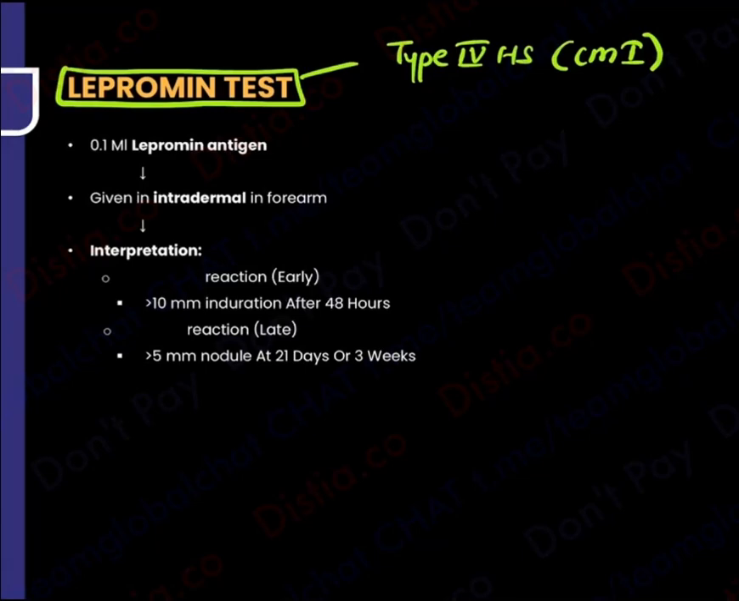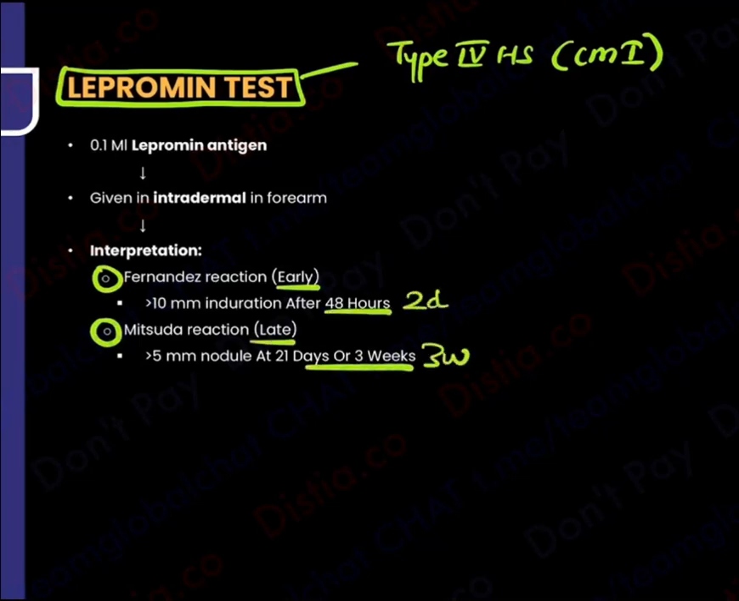So alphabetical: Fernandez and Mitsuda. Fernandez, F comes first, so that is the early reaction. M comes later, so that is the later reaction. Fernandez and Mitsuda, early and late. One is 2 days, one is 3 weeks. Remember, how early, how late? 2 days, 3 weeks. F first, M later; 2 first, 3 later; days first, weeks later, right?